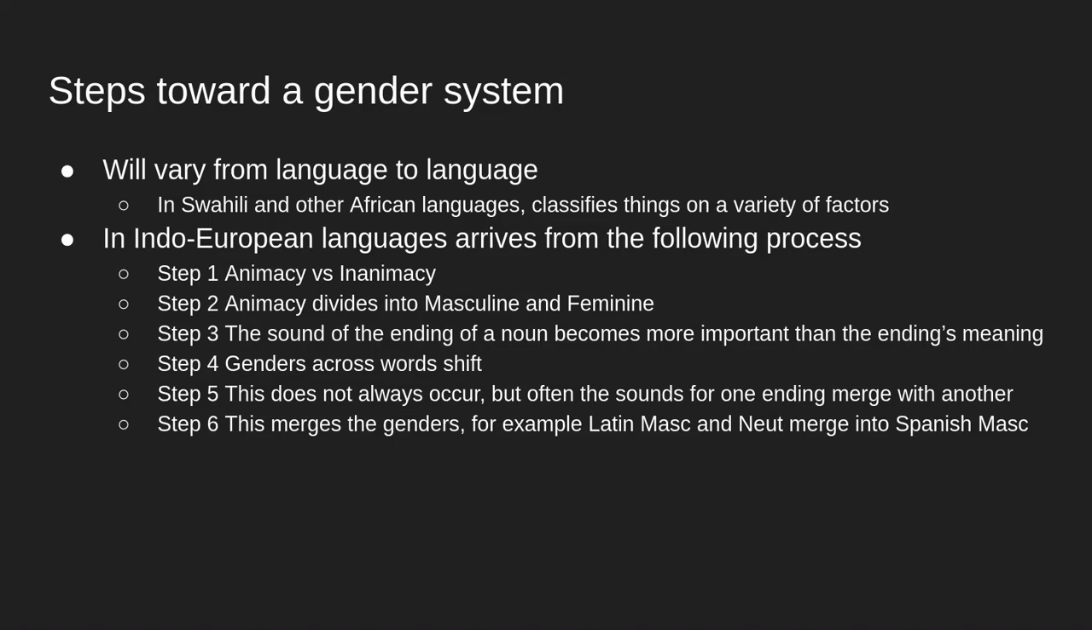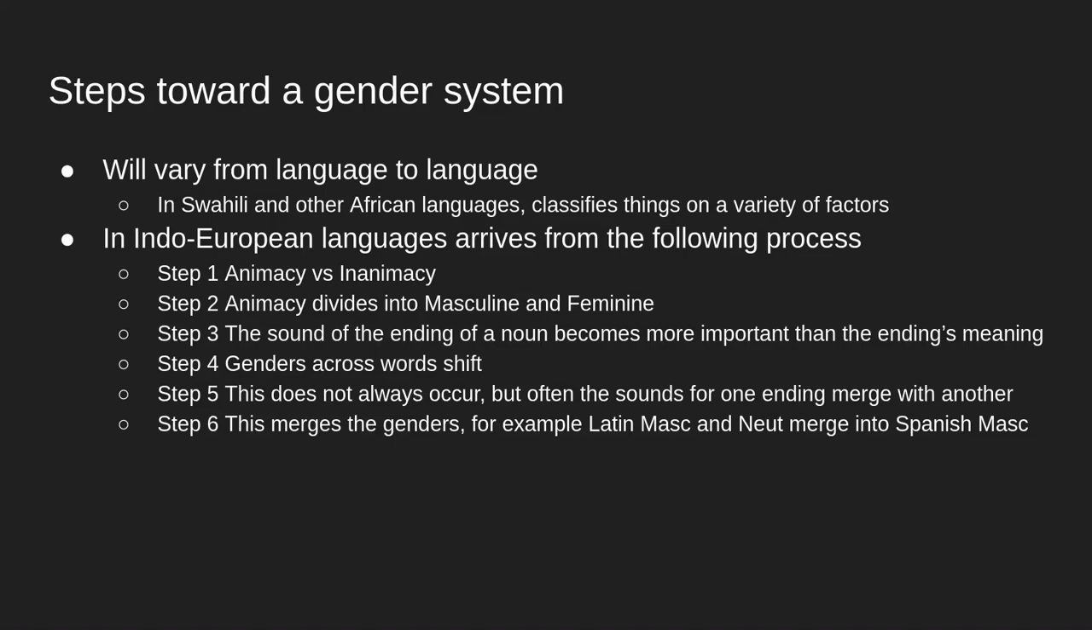So what happened in Spanish? Well, let's look at this. This is a common process that has occurred not just in Spanish, but in a bunch of languages in India, Indo, and in Europe, European. So step 1 is animacy versus inanimacy. This might be a more obvious distinction for us, especially as modern people. There are animate things like animals and people, maybe you could argue plants, and inanimate things, that is tools, rocks, buildings, etc. You get the point. Things that are alive and things that are not alive.